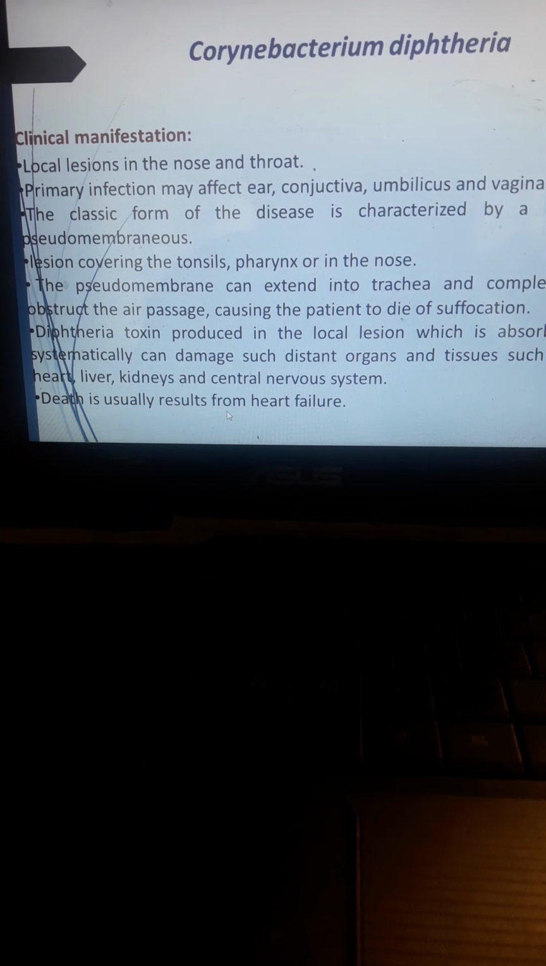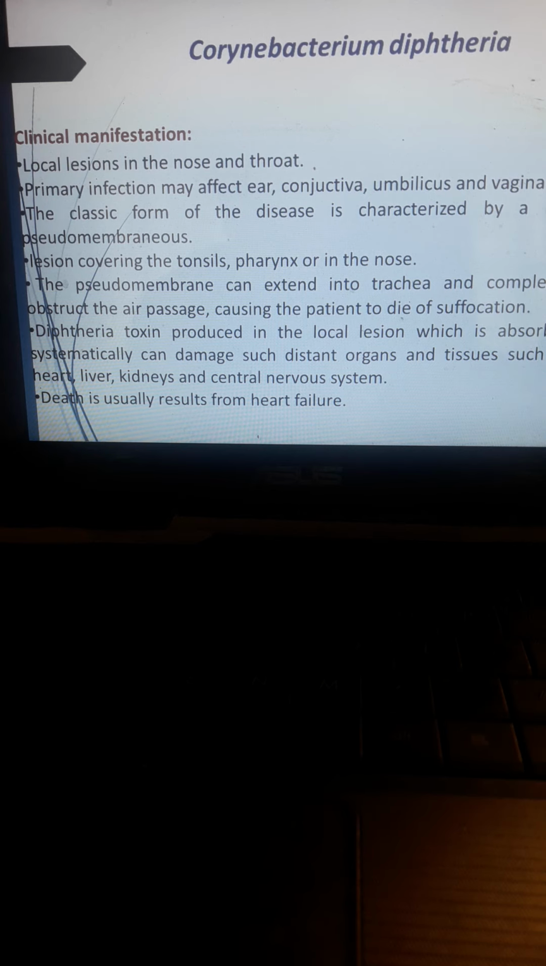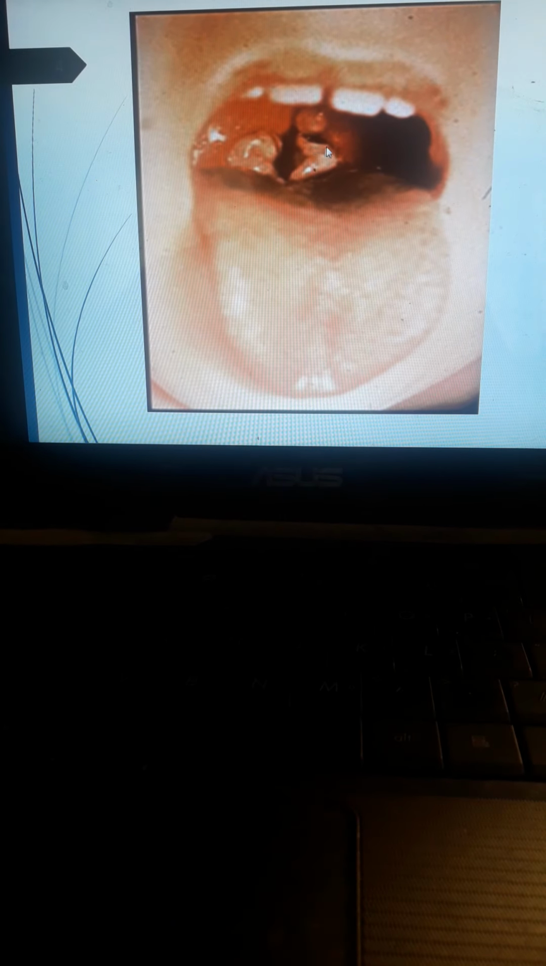Usually there is shortness of breath or difficulty in breathing because of the damage. The pseudomembrane can extend to the trachea. This pseudomembrane is the one that will cause the obstruction of the passage of oxygen or air to the lungs. Okay, so this is one example of the lesions in the oral cavity.